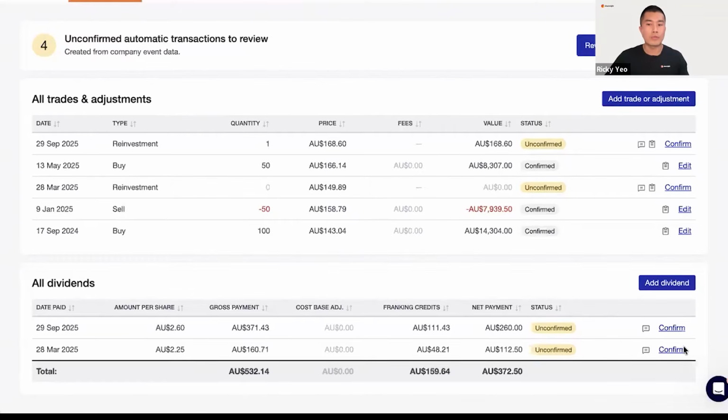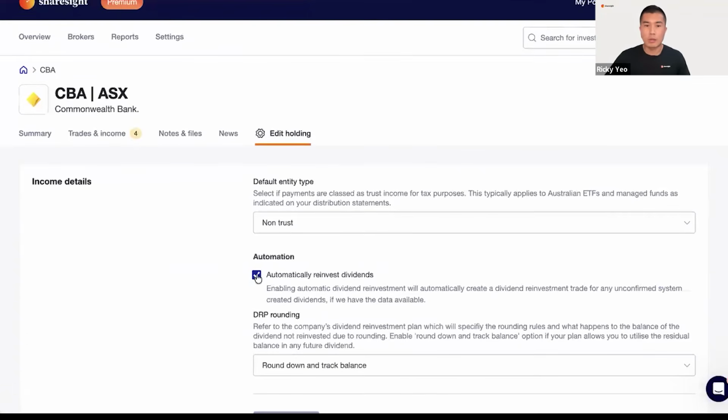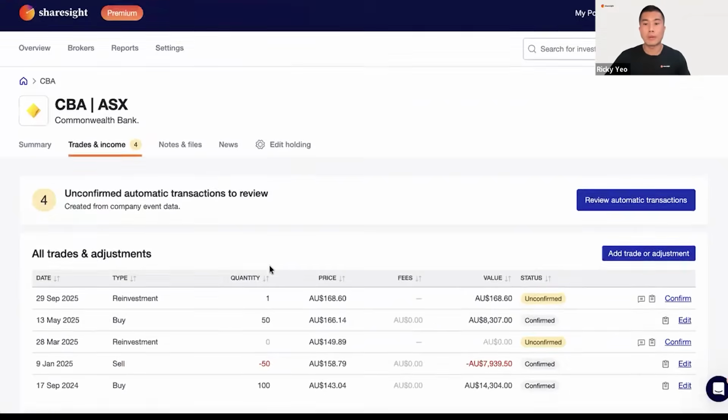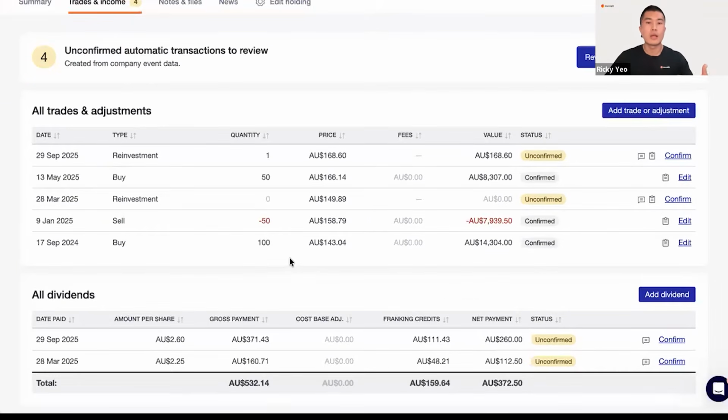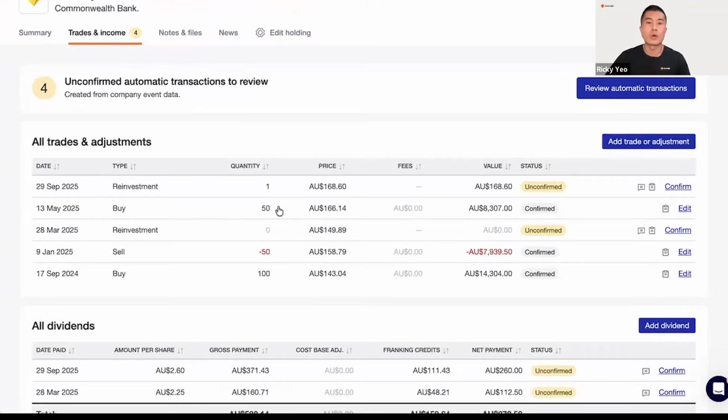In that case, you will have to confirm those dividends that you did not receive the reinvestments. Once you confirm that, turn on the auto DRP, and then the auto DRP will apply to those that you have not confirmed, which you have decided to do the reinvestments, and then you can go from there. It's a bit tricky, but that's normally the steps that you need to do.